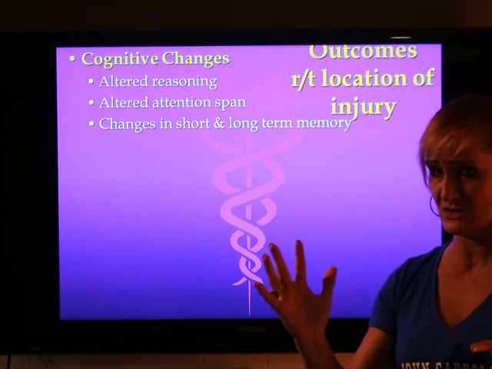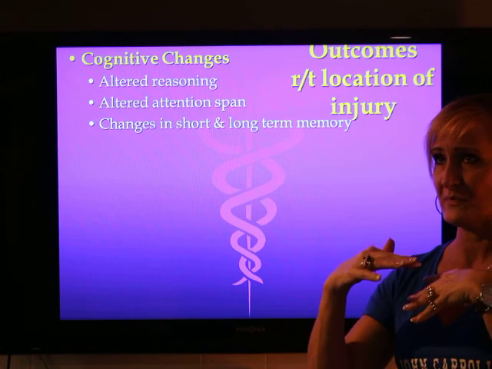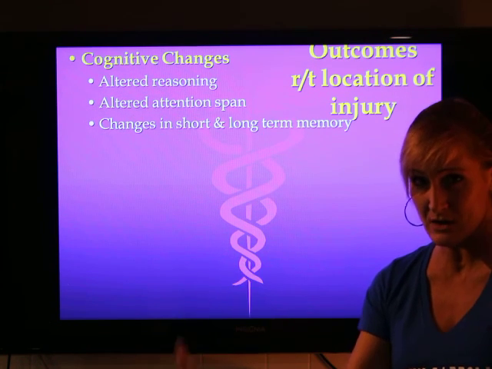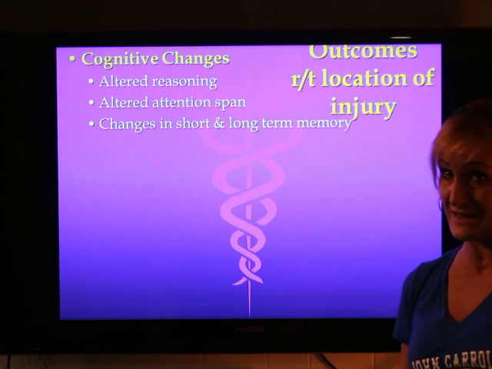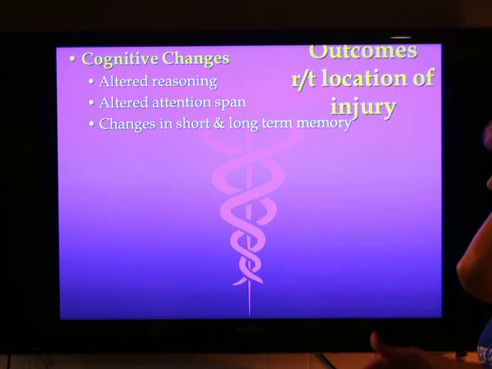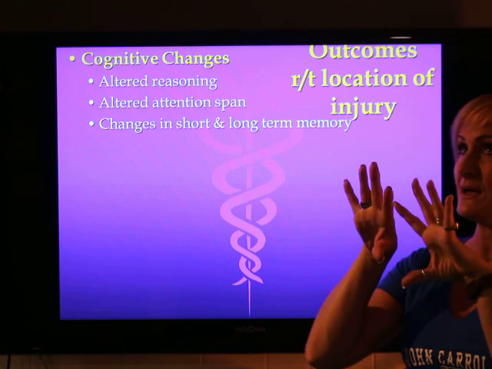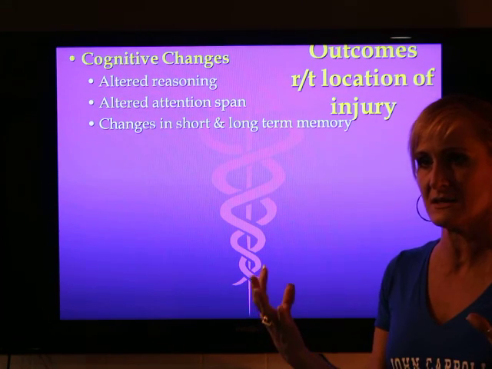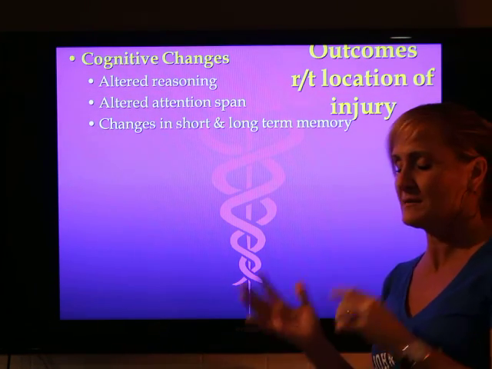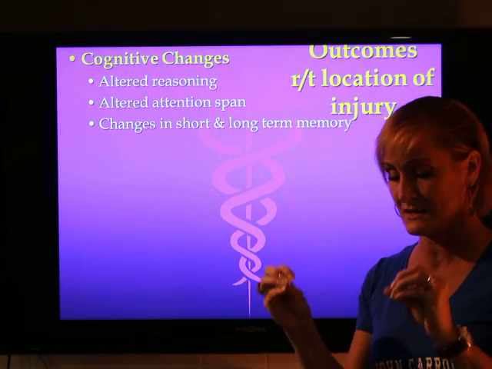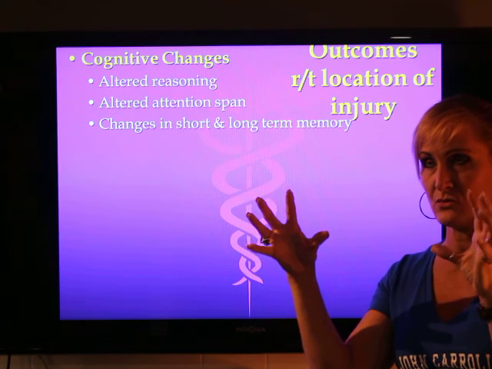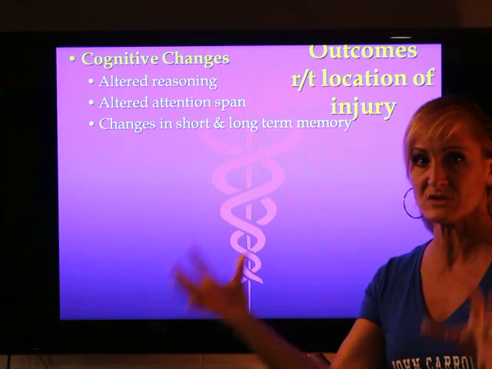So your stroke patients are going to have completely different side effects and outcomes based on where in the brain that stroke occurred. So in addition to that, we categorize the signs and symptoms. Not signs and symptoms. We categorize the outcomes according to what's going on in the brain.